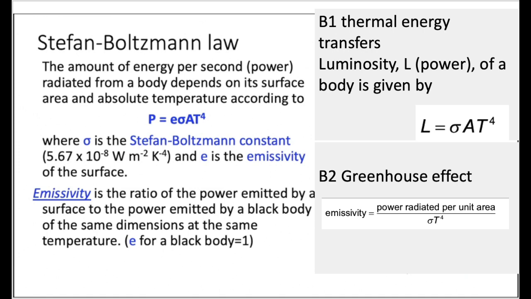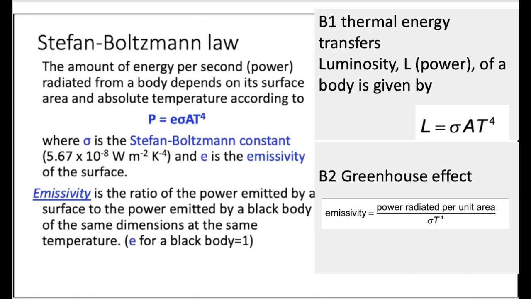Stefan-Boltzmann law. The sigma in this formula is the Stefan-Boltzmann constant, which is given as such. It is also given in the table of constants in your data booklet. The term that I need to explain here is E, which stands for emissivity. So emissivity is the ratio of the power emitted by a surface to the power emitted by a black body of the same dimensions at the same temperature.